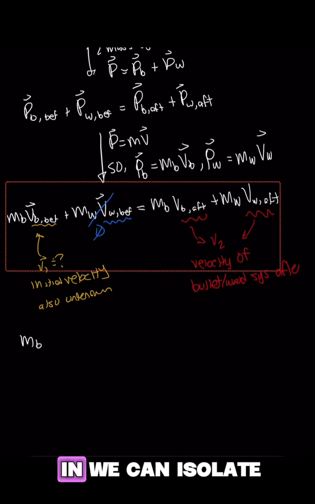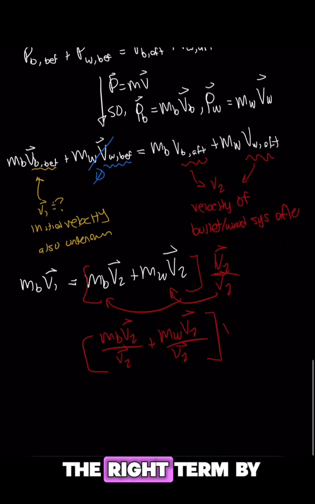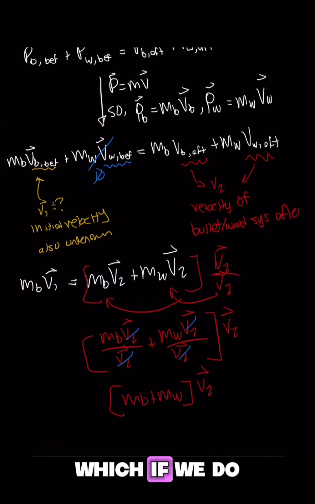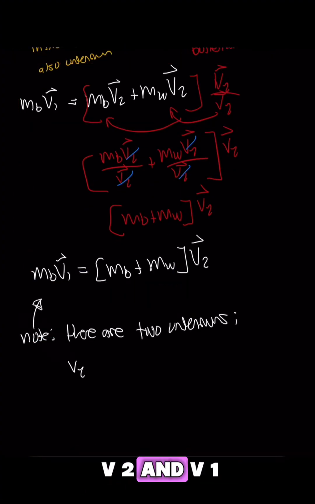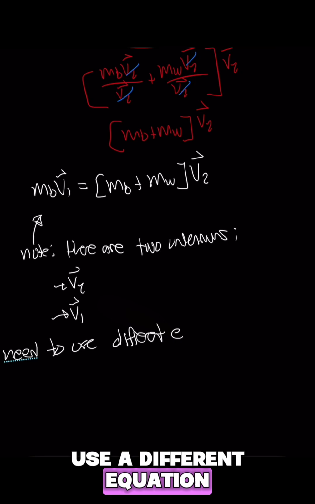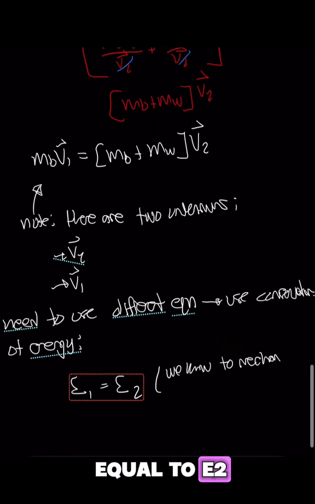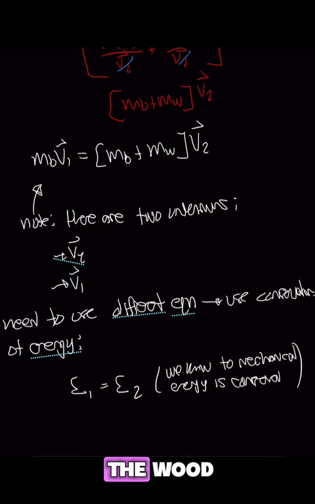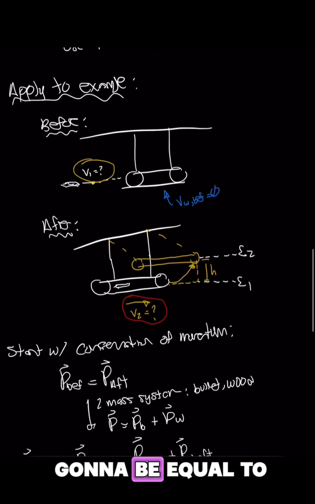If we plug these in, we can isolate for v2 by multiplying the top and the bottom of the right term by v2 over v2, and we get this expression here. With this equation, there are two unknowns, v2 and v1. So we need a different equation, and that's where the conservation of energy equation comes into play. If we use E1 equal to E2, we can identify that the bottom of the wood-bullet system's trajectory is E1, and then at the height of h is E2.